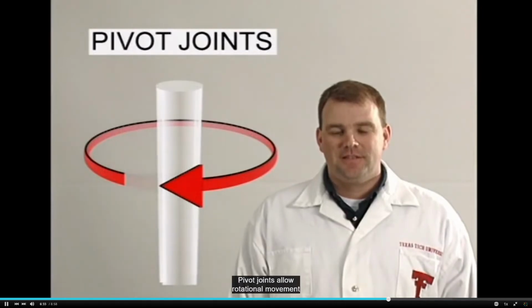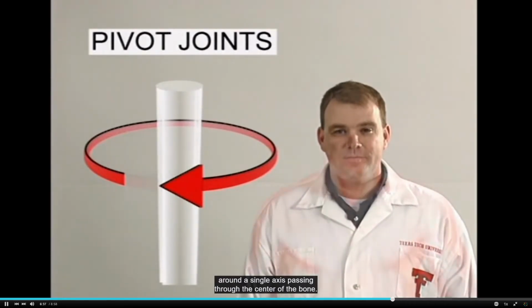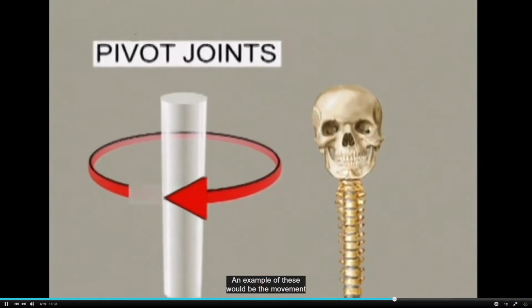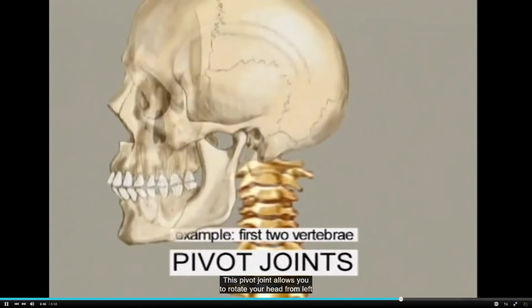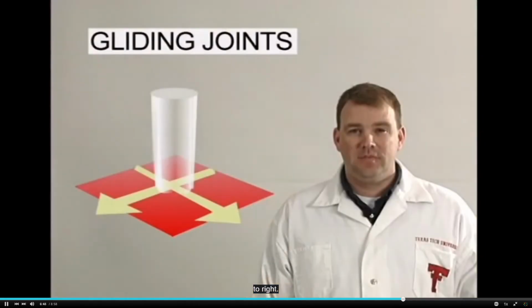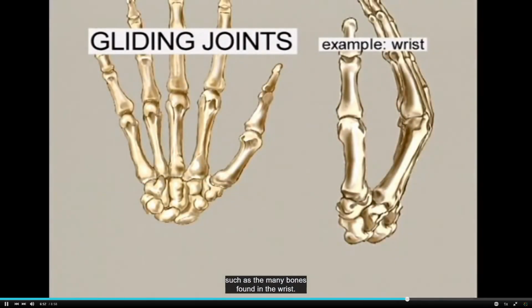Pivot joints allow rotational movement around a single axis passing to the center of the bone. An example of these would be the movement between the first two vertebrae of the vertebral column. This pivot joint allows you to rotate your head from left to right. Gliding joints allow movement across the single plane, such as the many bones found in the wrist.